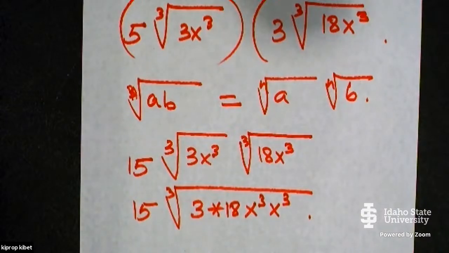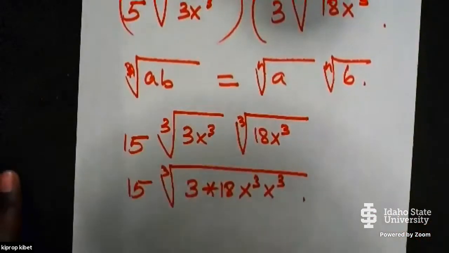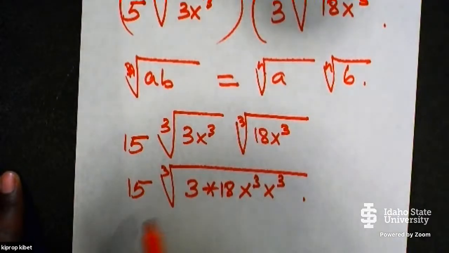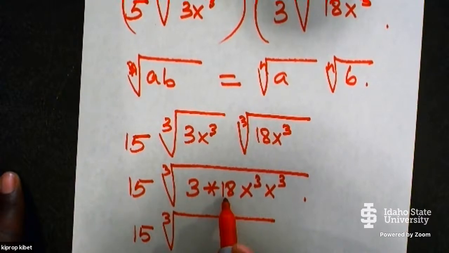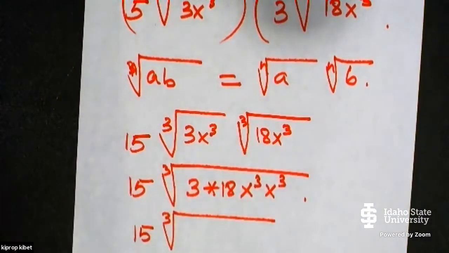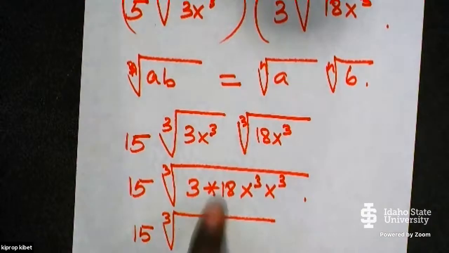Okay. Then you simplify. So what do you get? You get 15 the cube root of 3 by 18 is what? Okay, before you do that, what are the factors of 18?